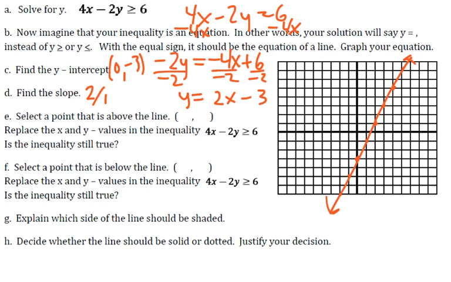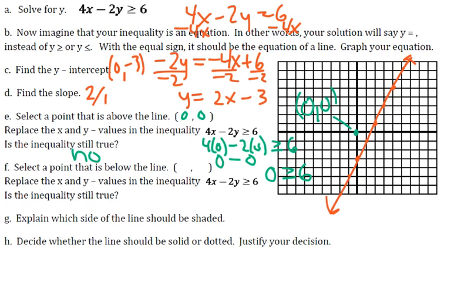It says select a point above the line, so let's pick this point 0, 0. Replace x and y values in the inequality. Is it still true? So 4 times 0 minus 2 times 0, is that greater than or equal to 6? So 0 minus 0, so is 0 greater than or equal to 6? No.